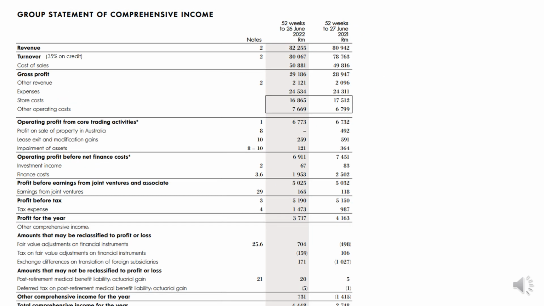When we look at the statement of comprehensive income, also known as the income statement, we will be looking at our 2022 financial year, and we will be looking at turnover, which is also sales. Now, next to turnover, it has a 35% on credit in brackets. So that's a note that indicates how much of our turnover amount of that 80,067 will be on credit, so that's our credit sales. So 35% of that 80,067 will be our credit sales.